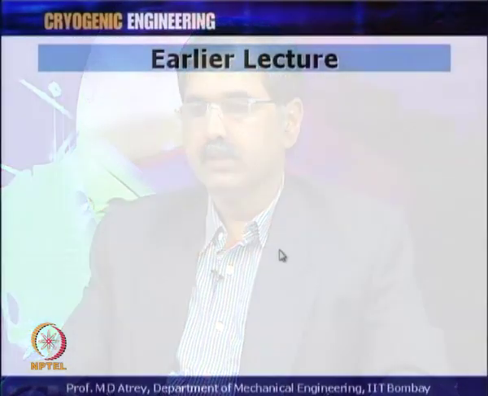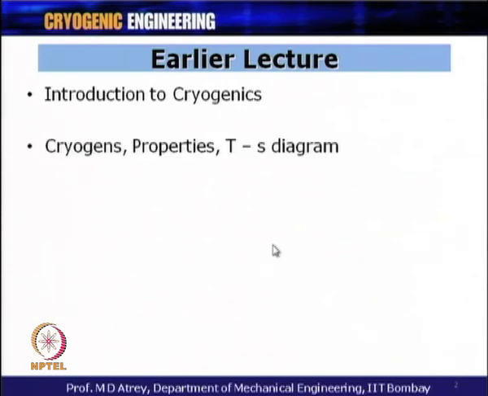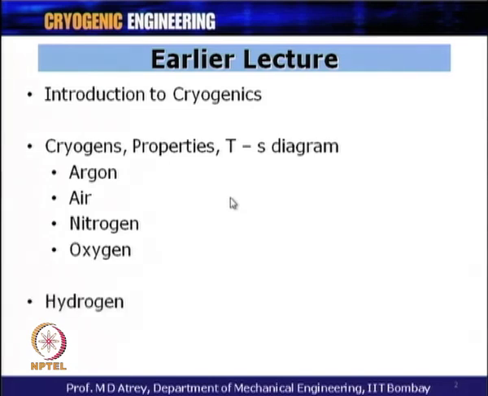So welcome to the fifth lecture on cryogenic engineering under this NPTEL program. Just taking a view of what we have done in the earlier lectures, we had introduction to cryogenics as topic one, and in topic two we had the information regarding all the cryogens, their properties, temperature-entropy diagrams, and we talked about various cryogens which are argon, air, nitrogen, oxygen.